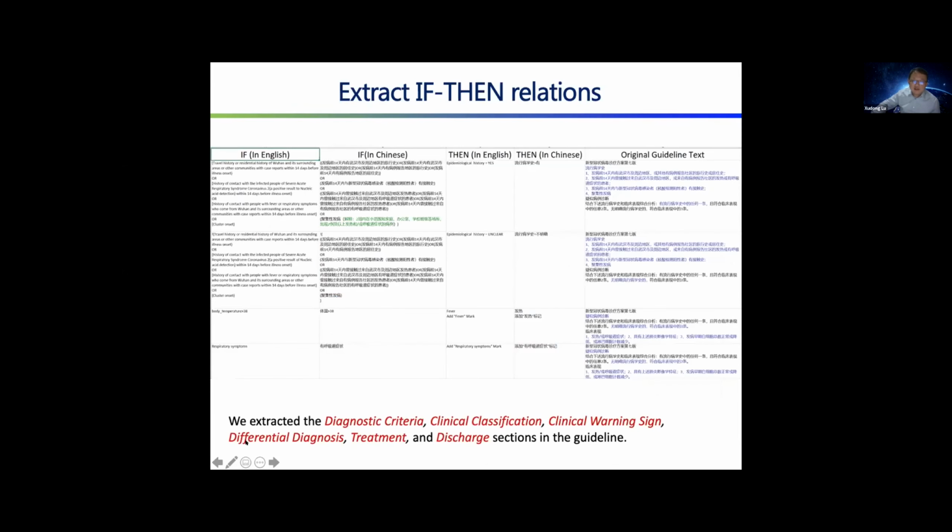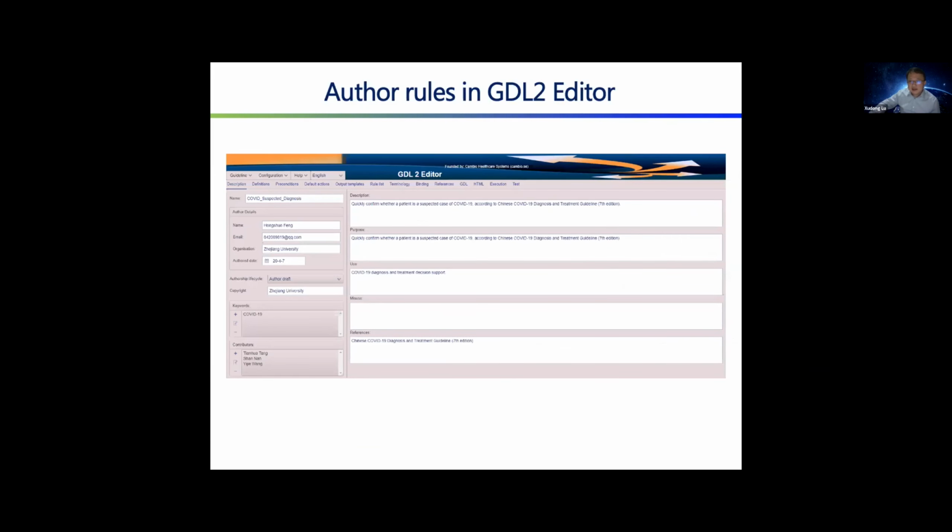After we have developed the model, we needed to find and extract the relationships of these concepts. So we use if-then relations to extract the information from the texts. For those if-then relationships, we use the GDL editor. It was developed by the openEHR Foundation to model these relationships and this algorithm into rules.